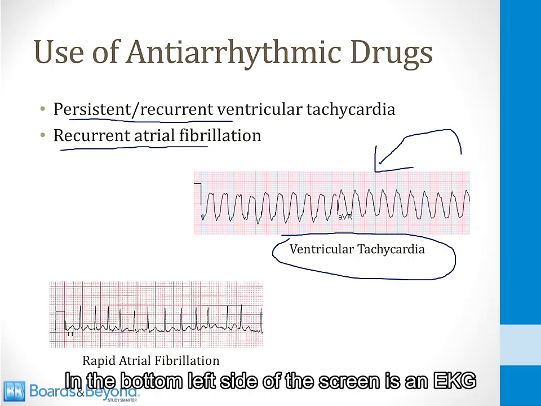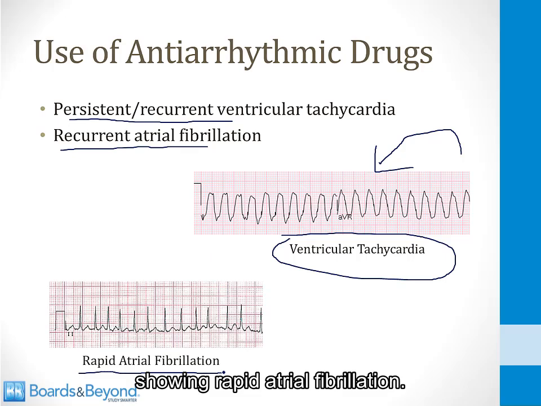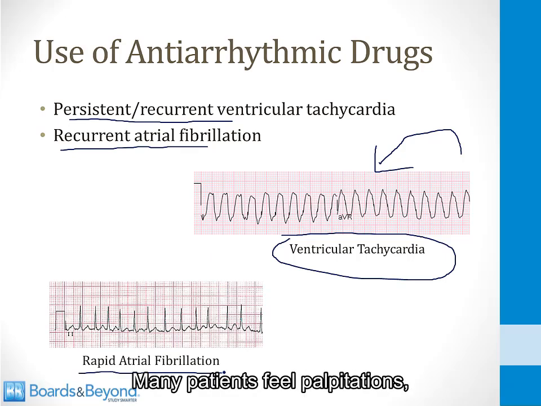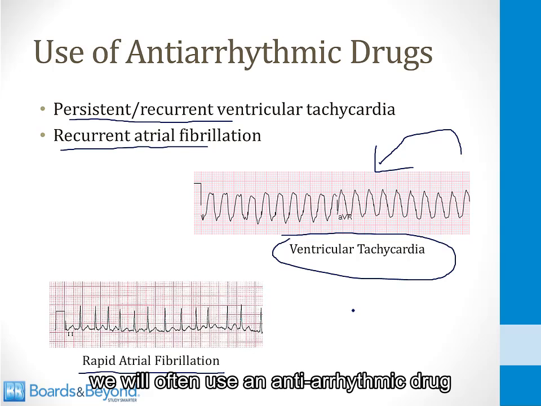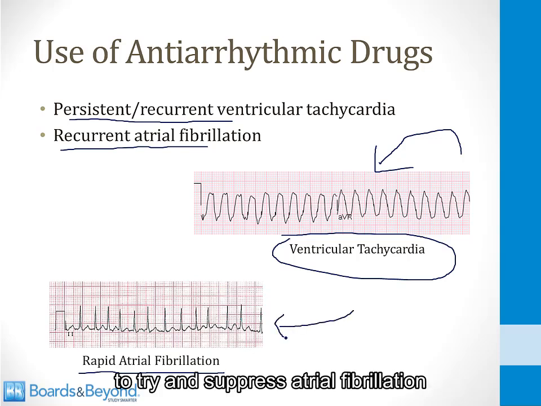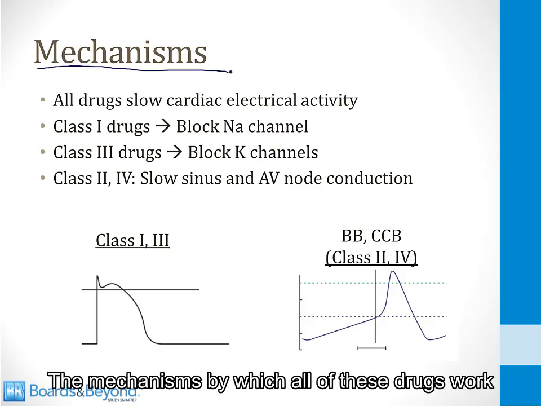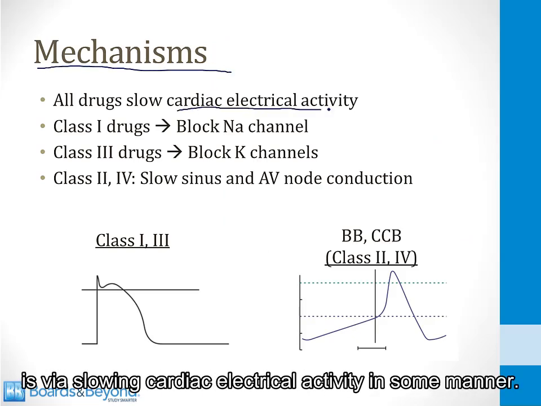In the bottom left side of the screen is an EKG showing rapid atrial fibrillation. This arrhythmia is also sometimes very symptomatic. Many patients feel palpitations, they can feel tired and short of breath. So when that happens, we will often use an antiarrhythmic drug to try and suppress atrial fibrillation and keep the patient in sinus rhythm. The mechanism by which all of these drugs work is via slowing cardiac electrical activity in some manner.